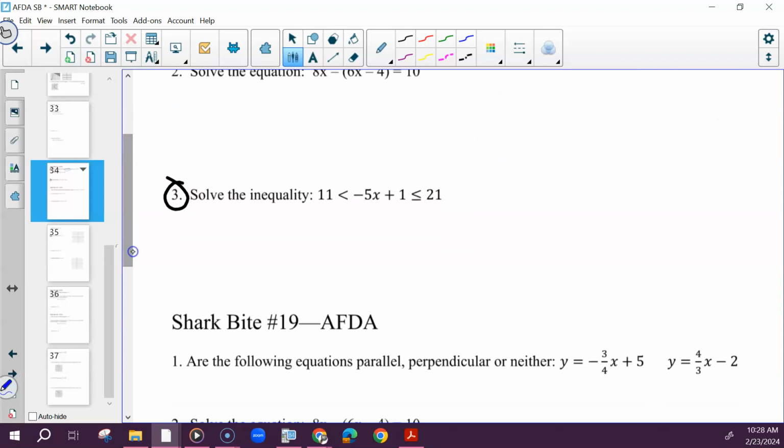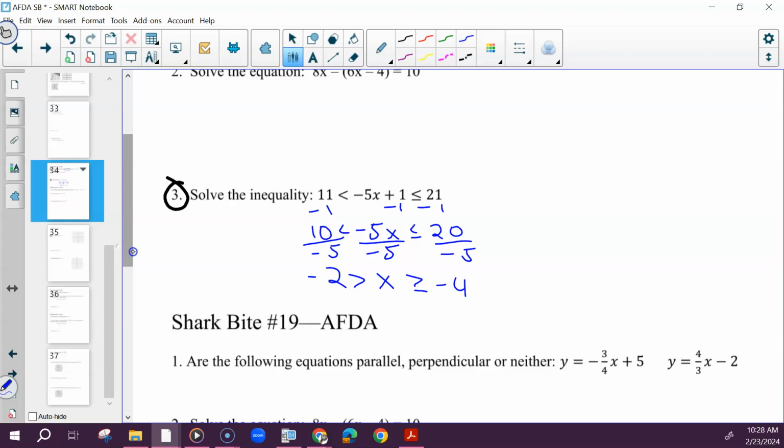Number 3, solve the inequality. This is one of your compound inequalities, so we have to solve whatever's on the inside, get it out by subtracting 1. And then dividing everything by this negative 5. Because we're dividing by a negative, all the signs are going to change directions.